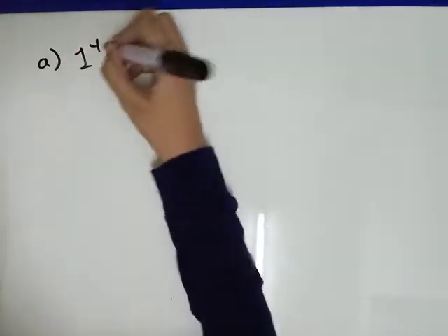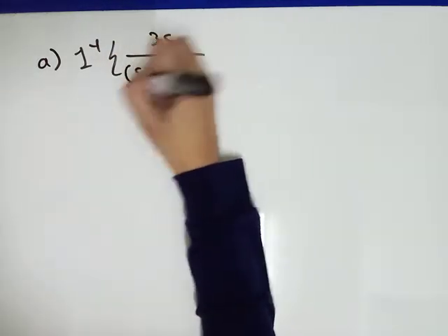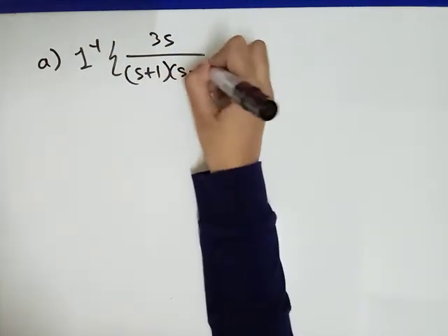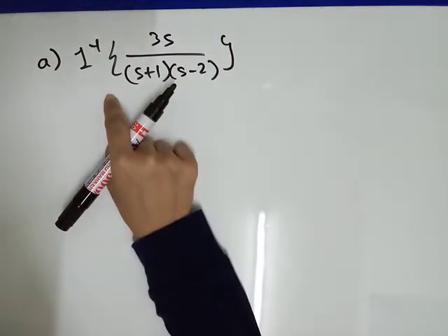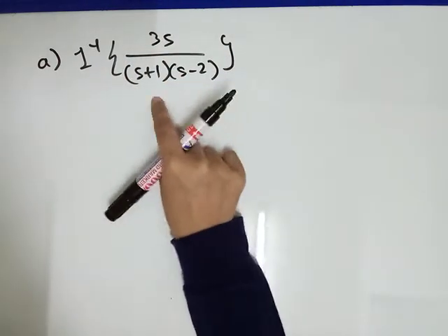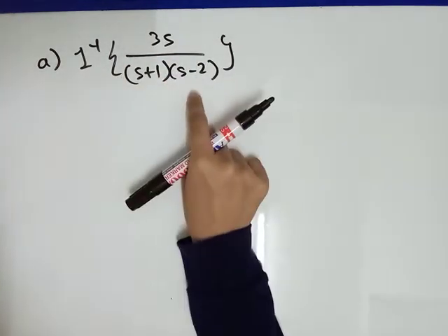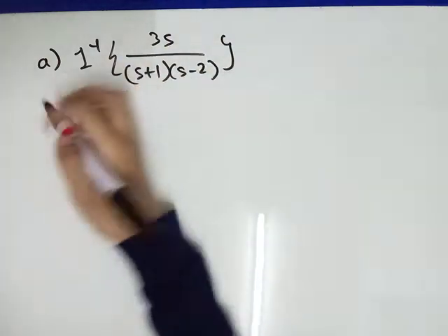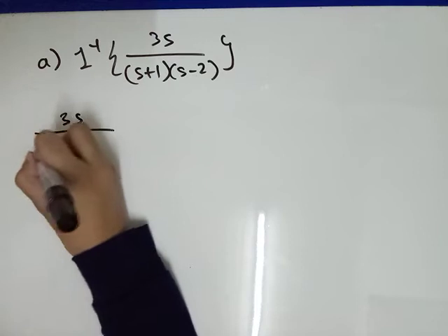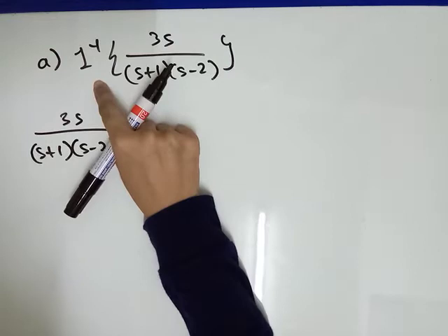So we have a question: the inverse Laplace of 3s over (s plus 1)(s minus 2). As you can see, this is a partial fraction. How to do the inverse Laplace of this one? First we need to take out 3s over (s plus 1)(s minus 2) and hold it for the inverse Laplace.